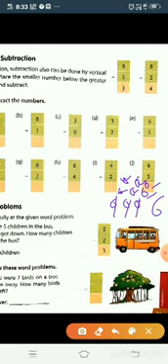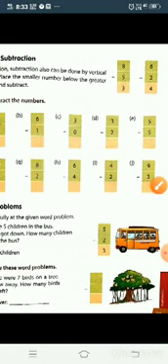Okay. So this is your textual exercise. You will have to do this exercise in your textbook.